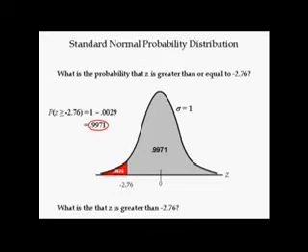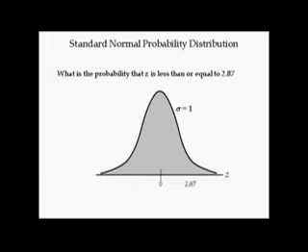Now, what is the probability that z is greater than negative 2.76? The probability that z is greater than negative 2.76 is 0.9971 because z is a continuous random variable, and the probability of any continuous random variable equaling an exact value is 0.